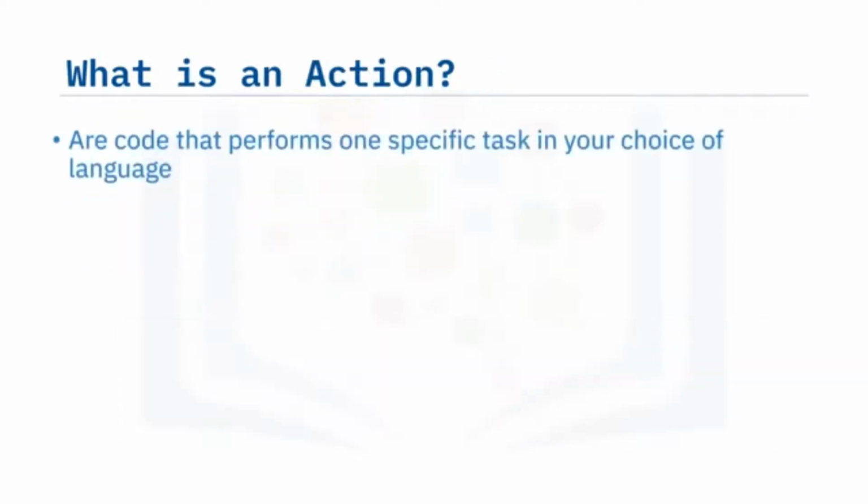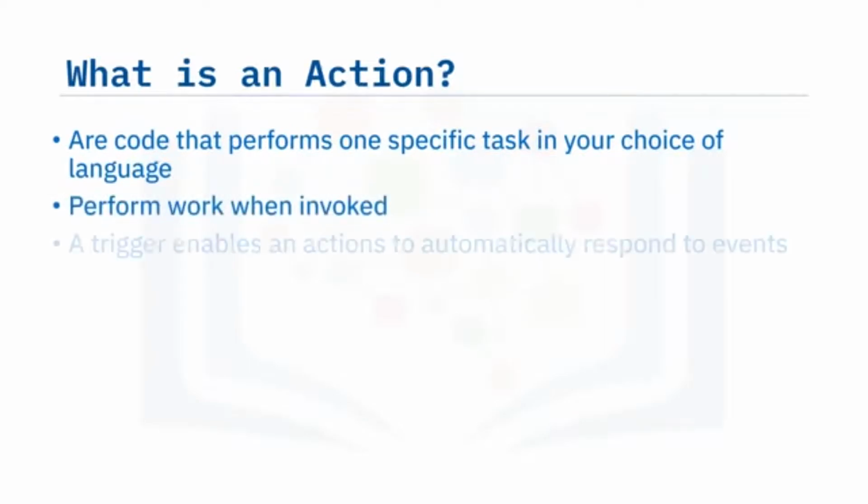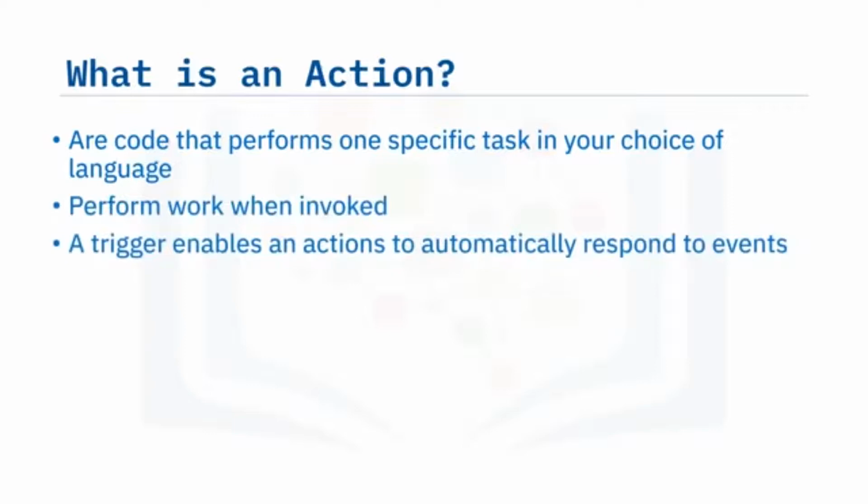An action is a piece of code that performs one specific task. You can write an action in the language of your choice. An action performs work when directly invoked. A trigger enables an action to automatically respond to events from IBM Cloud Services and third-party services.